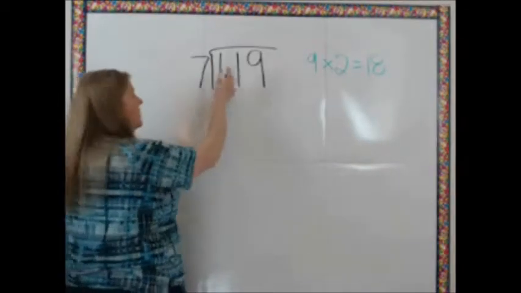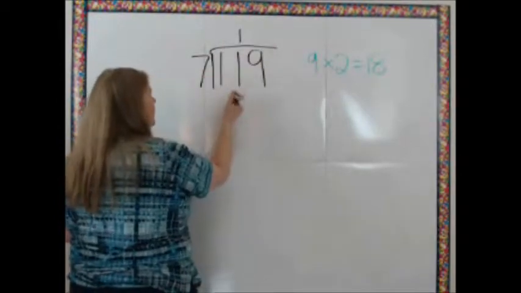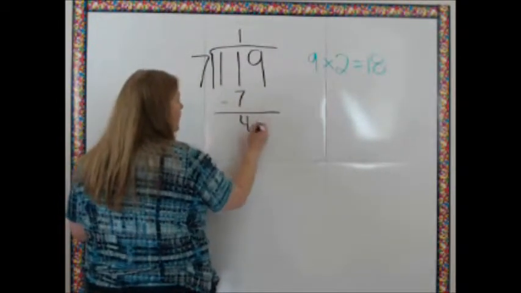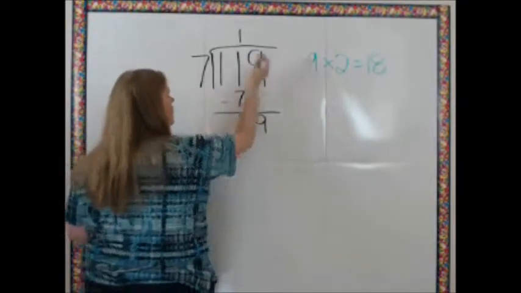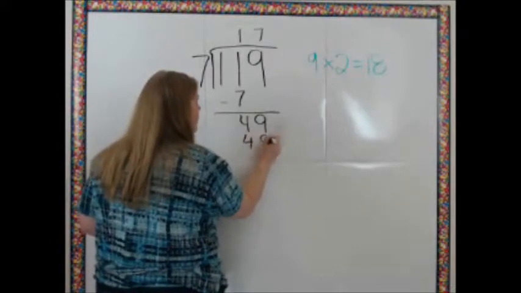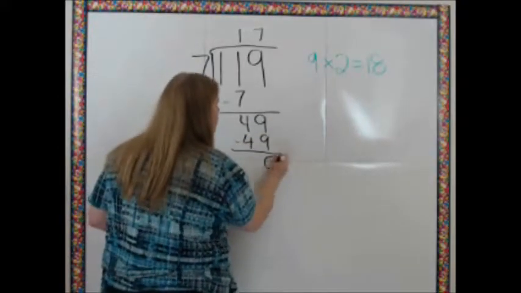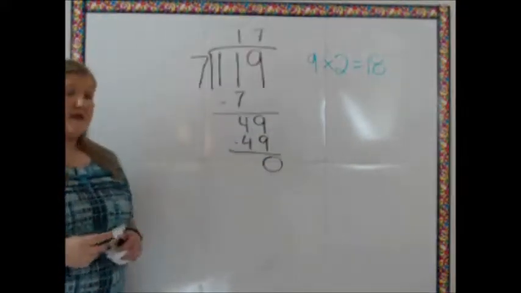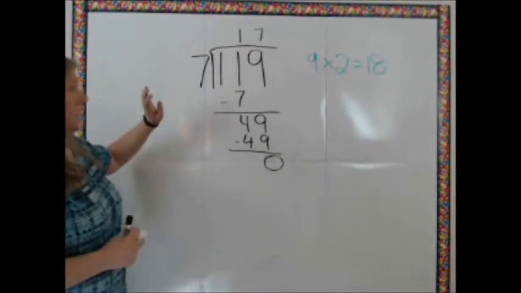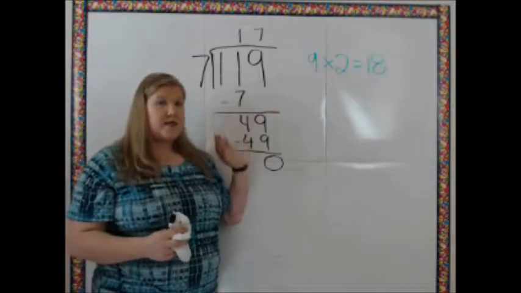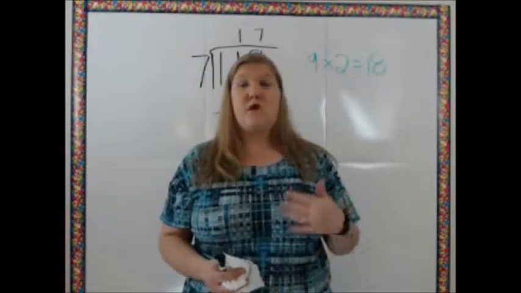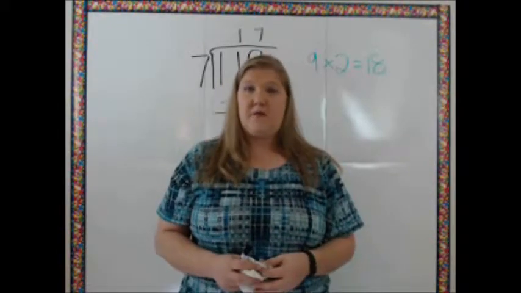So 7 goes into 11 once. 1 times 7 is 7. 11 minus 7 is 4. Bring down the 9. 7 goes into 49 7 times. 7 times 7 is 49. There's no remainder. So, in fact, 119 is divisible by 7. Okay? So, again, it's kind of a tricky process. Let's do another example so we can get a little more practice and feel a little more comfortable with this divisibility by 7 rule.